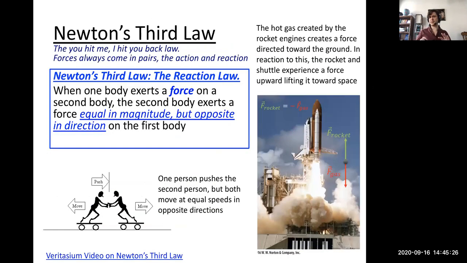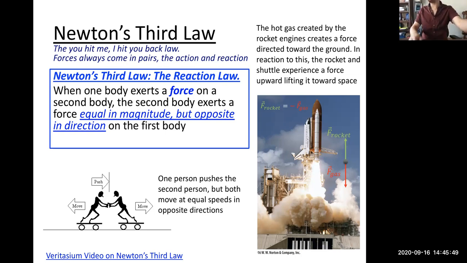And then we have the subtlest of Newton's three laws, but also probably the most profound. Newton's third law, the reaction law. When one body exerts a force on a second body, the second body exerts a force that's equal in magnitude, just as strong, but opposite in direction. I like to call this one why you don't punch walls.